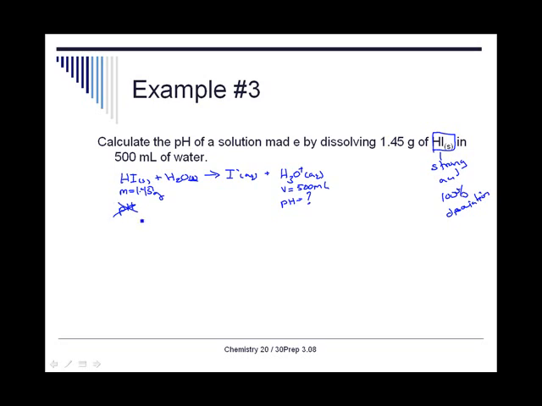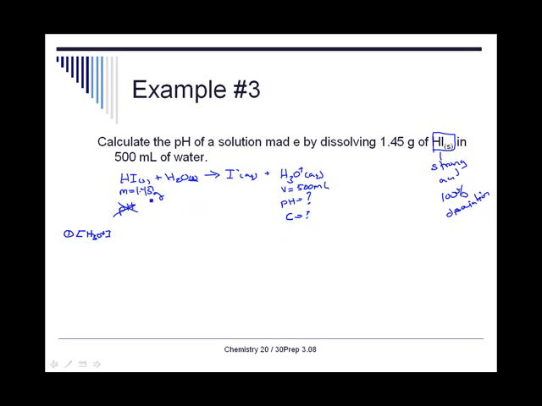So to solve this problem, we're going to make a little bit of a plan first. In order to find pH, we need the concentration of H3O+. So we've got to find that first. In order to find the concentration of H3O+, I'm just going to use a concentration symbol here, we're going to need to use our chemical equation.